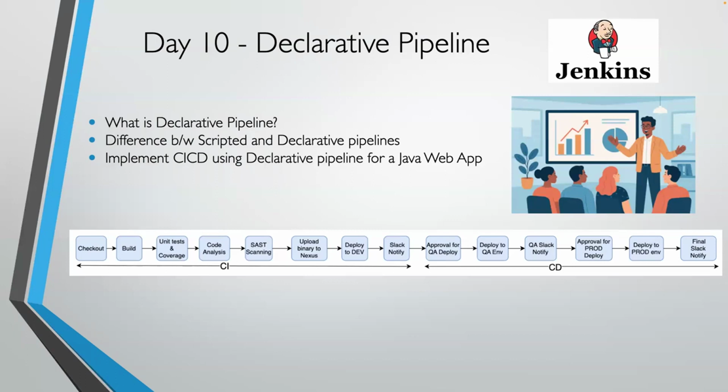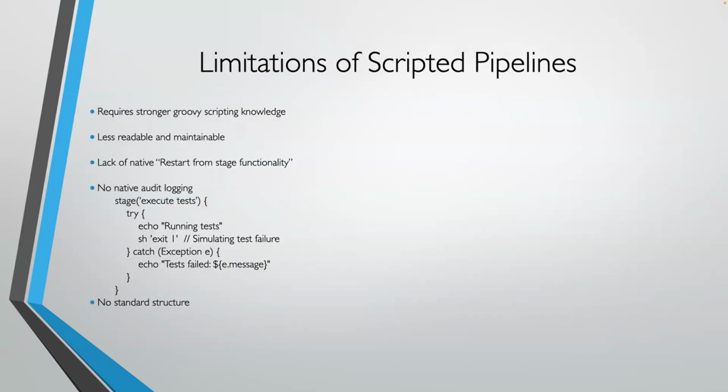In today's lecture, we are going to learn about something called declarative pipeline, and we will compare declarative pipeline with scripted pipeline. We will understand the difference between these two, and we will also talk about some of the limitations of scripted pipeline and why we should go for declarative pipeline. And finally, we will implement CI/CD using declarative pipeline for the Java web app that we have already configured in GitHub repository. All right. So now let's talk about some of the limitations of scripted pipeline.